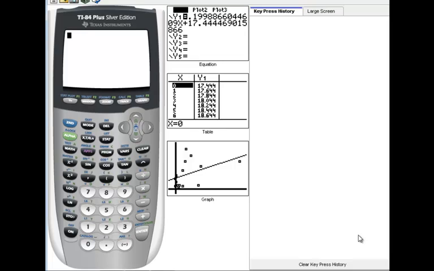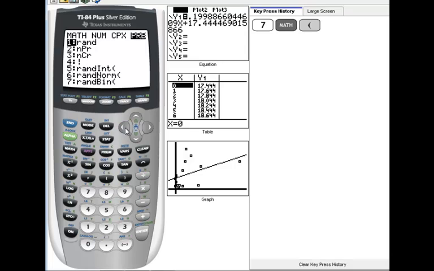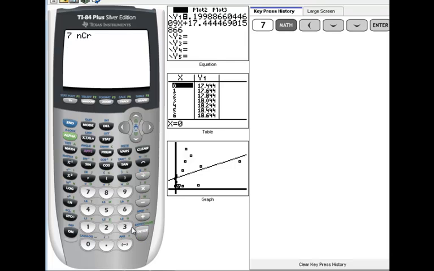To do this on the calculator, you could simply hit 7, then hit Math, come over to Probability, and scroll down till you see nCr. Then type in your number 3. So 7 combination 3 is 35.